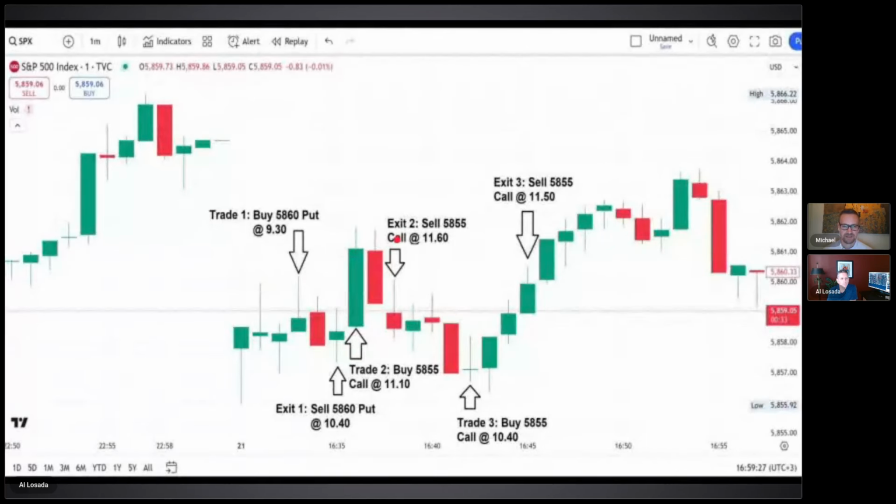So this was exit 1. The next trade is trade 2. This is this rather long green bar there. Yes, we bought the 5855 call for 1110. Maybe you can go a little bit lower with your laser pointer to where it says trade 2L. Yeah, there it is. There we entered into this call 5855.